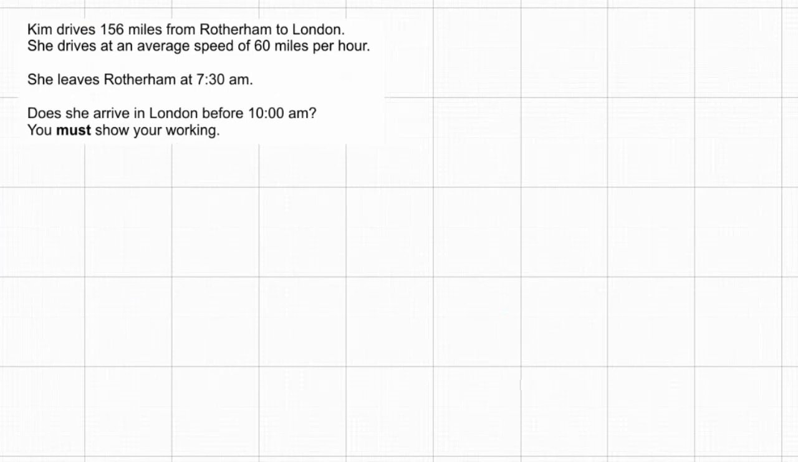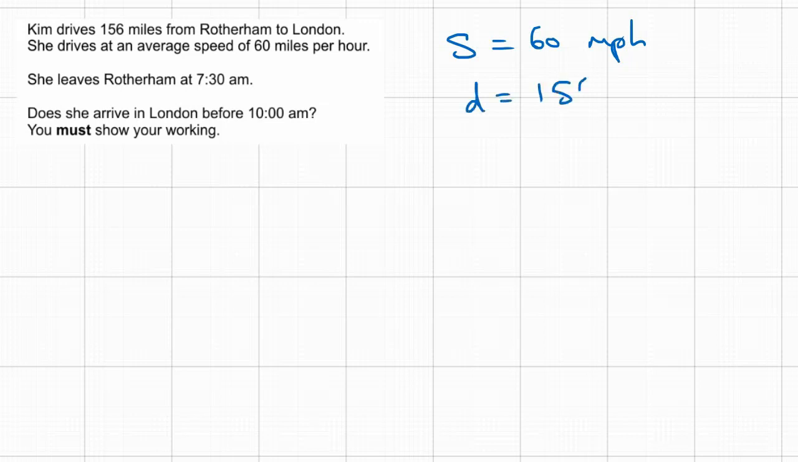Okay, Kim drives... Ooh, Rotherham. Never thought I'd see Rotherham in a question. Drives 156 miles from Rotherham to London. Drives at an average speed of 60 miles per hour. So see, as soon as I read the question, I'm just writing down everything I can see. She leaves Rotherham at 7:30 a.m. Does she arrive in London by 10 a.m.? So I didn't write the distance down. So we want to find the time. So let's get my triangle.